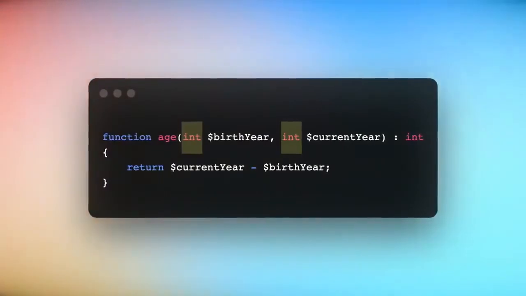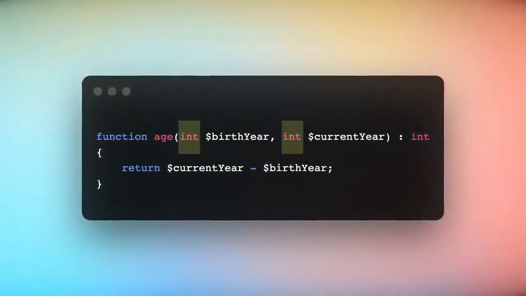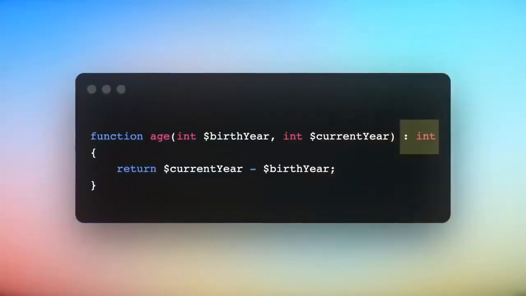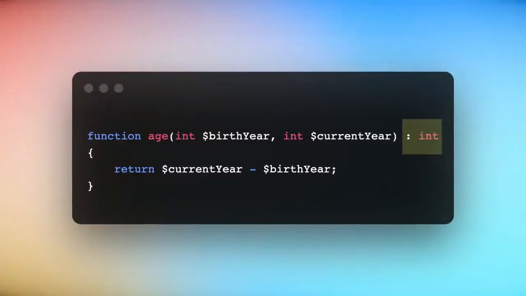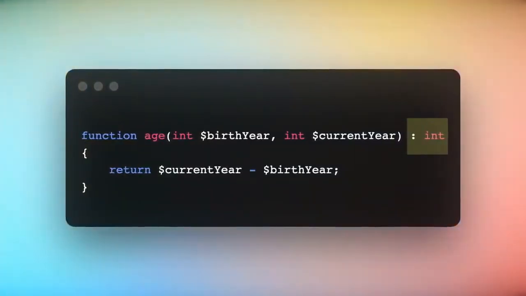So here the birth year parameter should be an integer and the current year parameter should be an integer. And to declare the return type, we add a colon after the parentheses followed by the type. In this case, it's an integer too. Now PHP will check the types of the input we provide and the type of the output returned, and will throw an error if there were any wrong types.